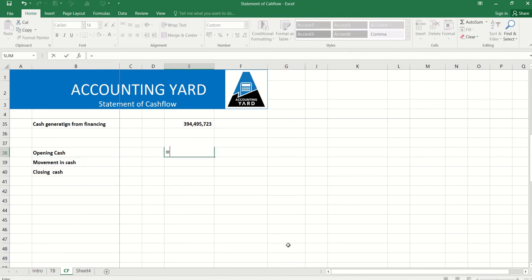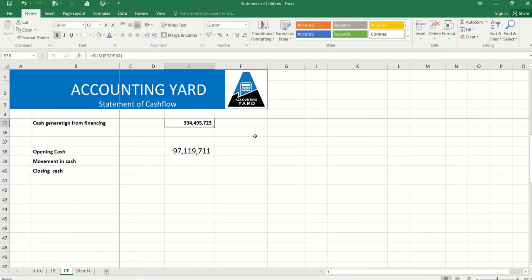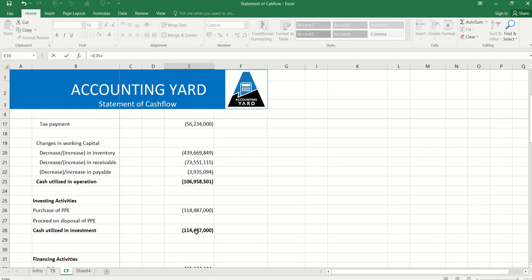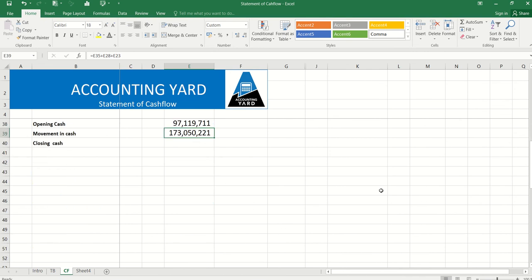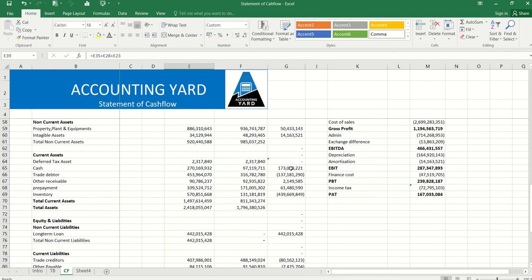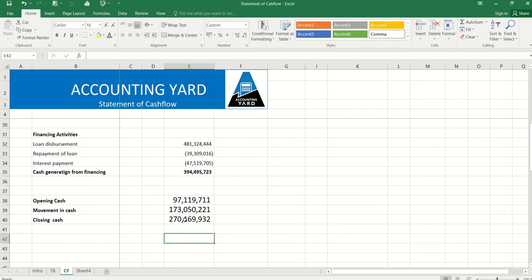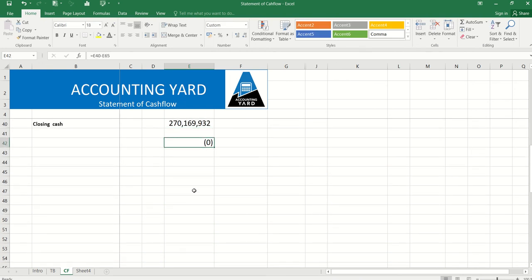So I come here. What's my opening cash? My opening cash is already stated here. Movement in cash actually is the sum of all this cash balance: cash from operations, cash from investing and financing. 173,075. Don't forget 173,050. If you come here, can you see that tells us that we are correct? Right? So I need to just add the two of them together. I can now put the check whereby I compare this with my closing cash. And it gives me a zero. So it means my cash is fine.